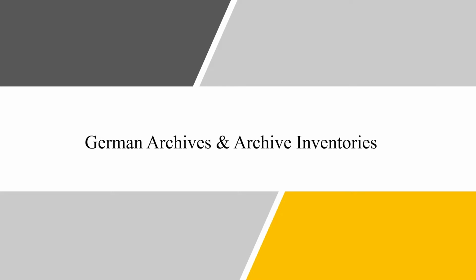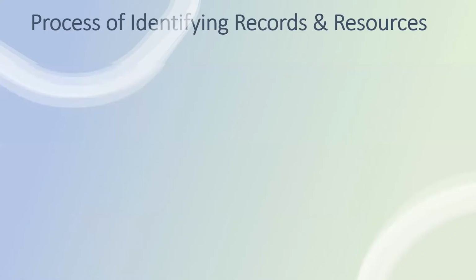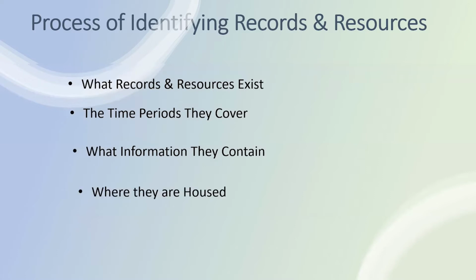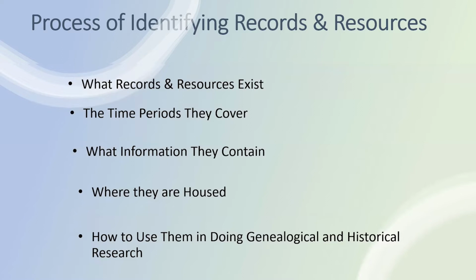So let's talk about archives and archive inventories. Because of lecture time restraints, I will focus on some of those records and resources that I have found to be especially helpful and important. Archive inventories help to answer 5 important questions about record and resource availability. These questions are: what records exist, what time periods they cover, what information they contain, where they are housed, and how to use them in doing genealogical and historical research.